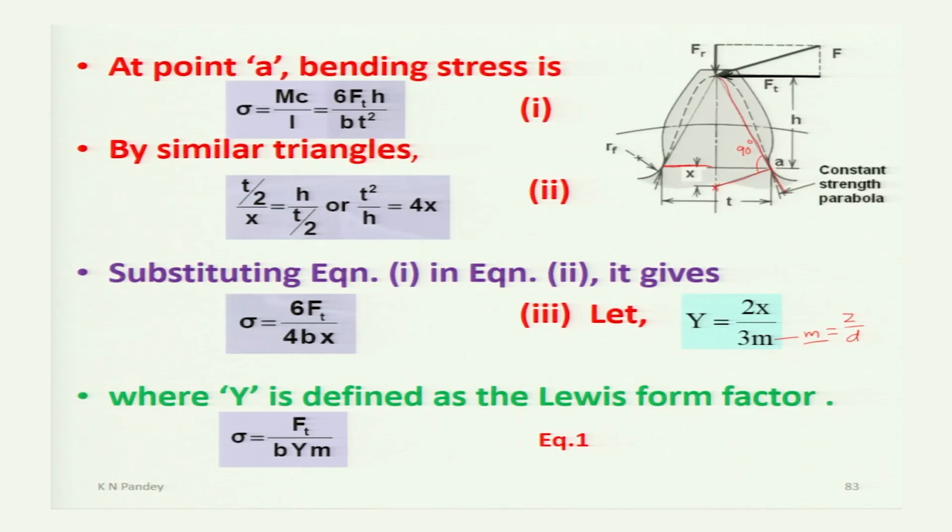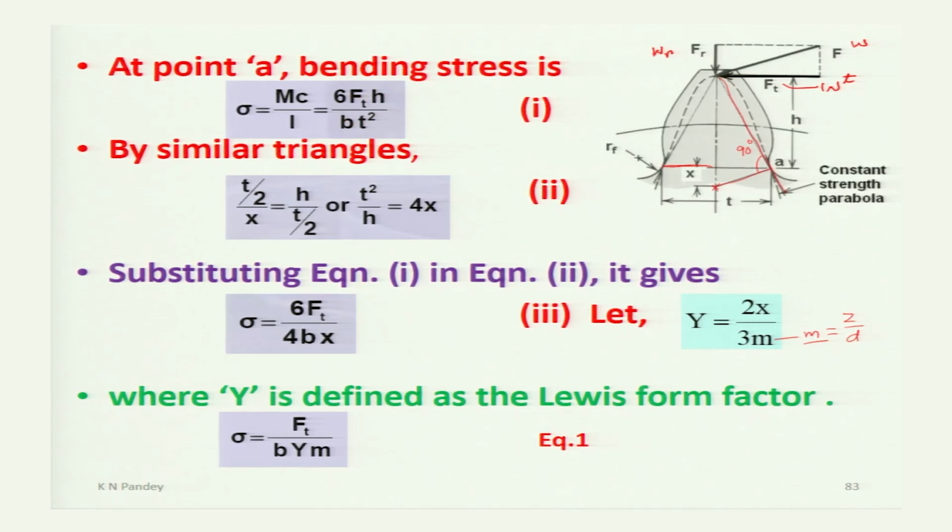Now let us derive the Lewis equation in the form that can be used easily in the design. At the point A, the bending stress derived was 6 Ft h divided by F t square, where the tangential force is Ft, or if this is taken as W, then it will be Wt, and this will be Wr. So this is the only difference in the nomenclature, depending on which nomenclature you are using. So the bending stress Mc divided by I is given by 6 Ft h divided by F t square.